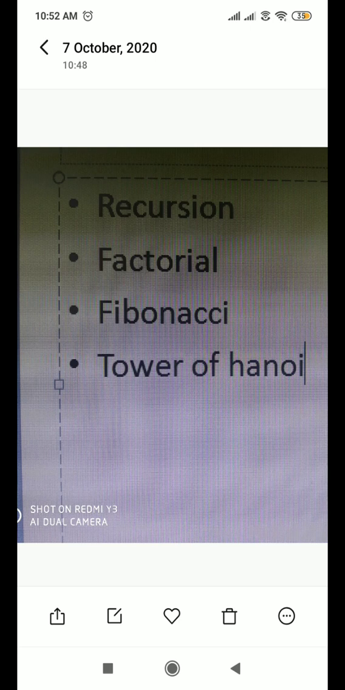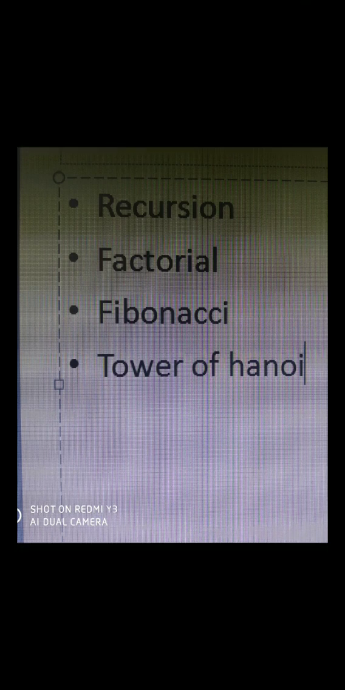Here, 2 factorial is 2 into n minus 1, that is 2 into 1, so the value is 2. In this way it recursively calls the number. If I take 4 factorial, it is 4 into 3 factorial. 3 factorial is 3 into 2 factorial. 2 factorial is 2 into 1 factorial. 1 factorial is 1 into 0 factorial. And finally the value of 4 factorial is 24.